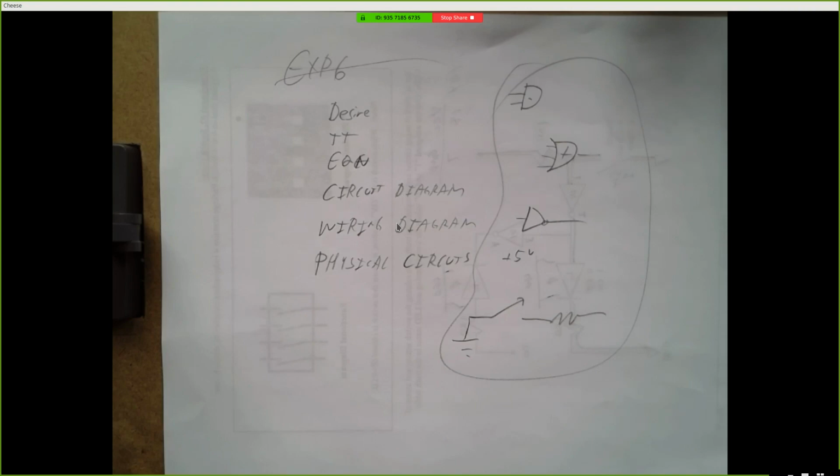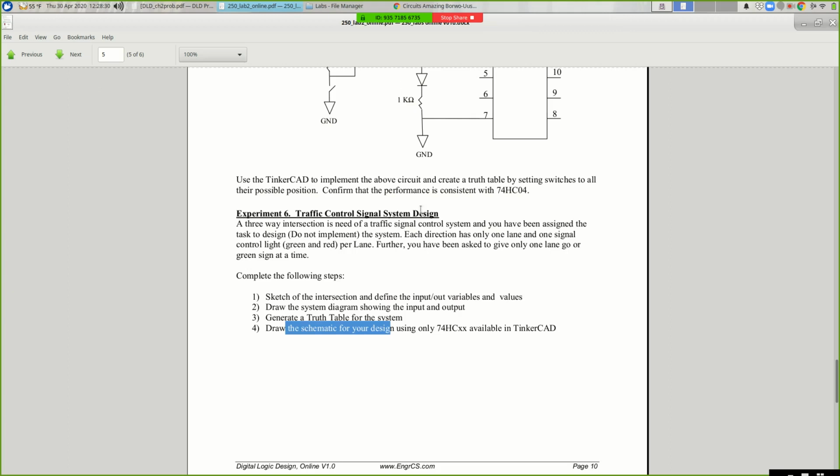For the lab report, should we send a link to the experiments? Like a TinkerCAD link, I would say no, if that's what the question is. The lab report, I really just want to see, for Experiment 6, a schematic diagram plus the other stuff, okay?